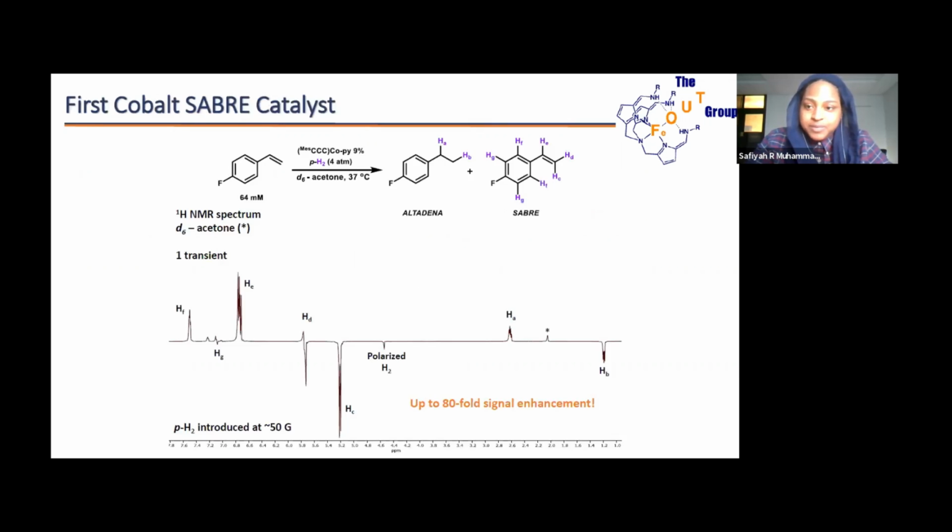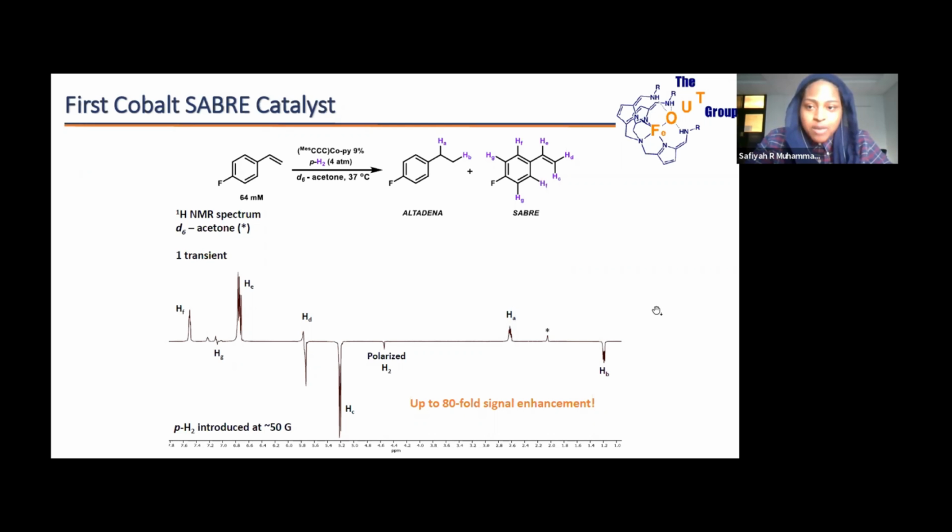So taking fluorostyrene kind of as a sample substrate and looking at it on various nuclei, starting with the proton nuclei, we took about 64 millimolar solution of fluorostyrene in the presence of catalyst and 4 atmospheres of pure hydrogen. And using the shake and drop method, we're able to observe both a bit of the hydrogenation product as well as the SABRE product here. And so we see with this substrate, introducing pure hydrogen at about 50 gauss, we get up to 80-fold signal enhancement.